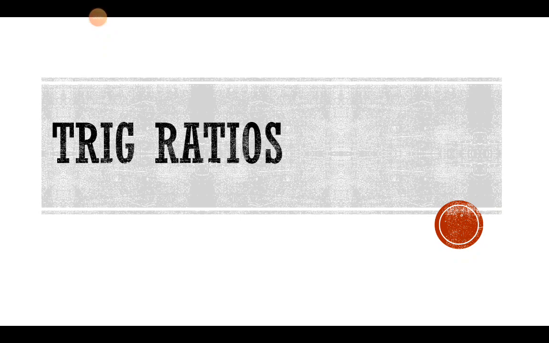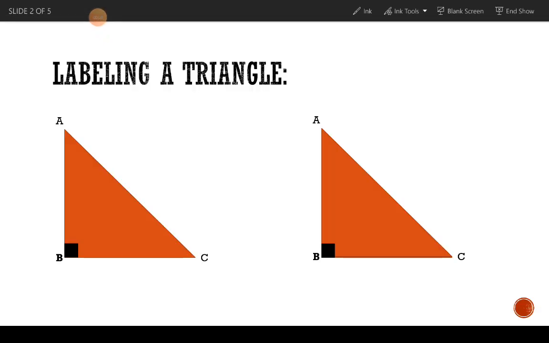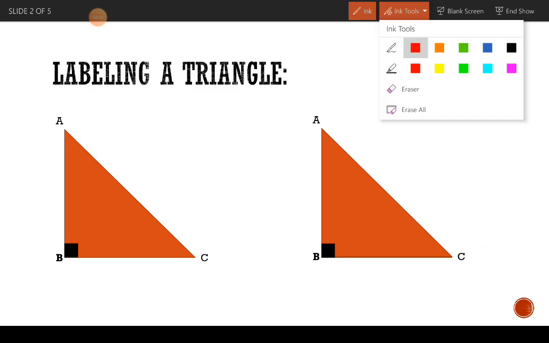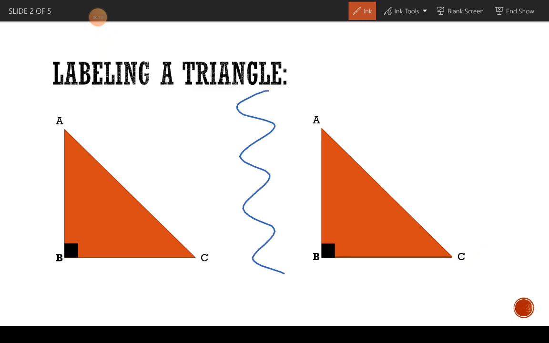We're going to talk about trig ratios, okay? And the biggest thing you need to know about a trig ratio is labeling a triangle. Labeling a triangle depends on what corner it's coming from. So let's say it's coming from A. Now, labeling a triangle, you always start with the hypotenuse. So again, the hypotenuse is directly across from your right angle.